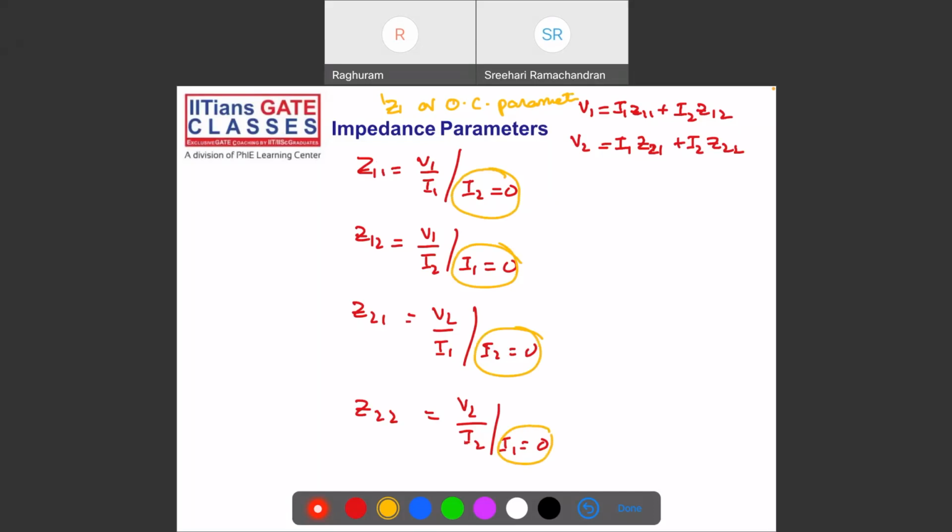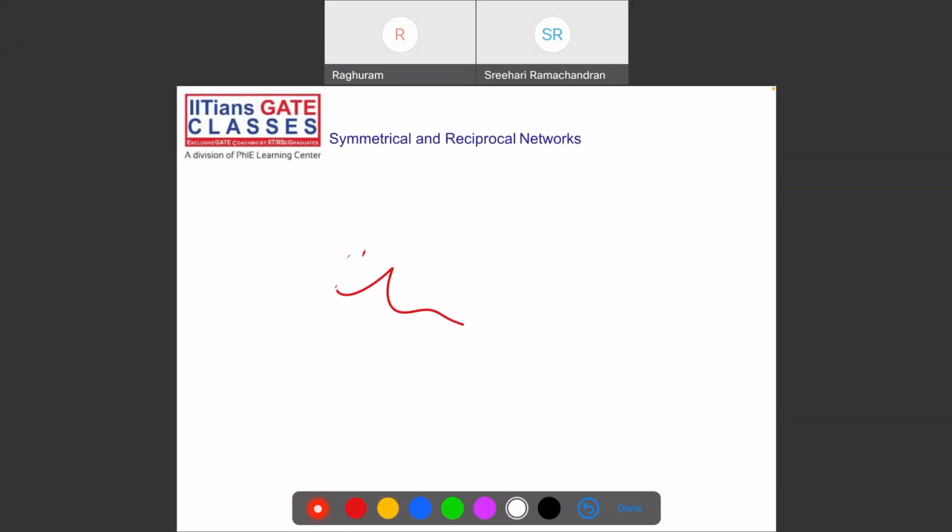Please show the difference between a symmetric and a reciprocal network in a small circuit. I didn't understand. Can you repeat? A symmetric network and a reciprocal network. We can show a small diagram. I was writing here and it got erased. I wrote the definitions here. I think you didn't miss it. Anyhow, you'll understand it here.